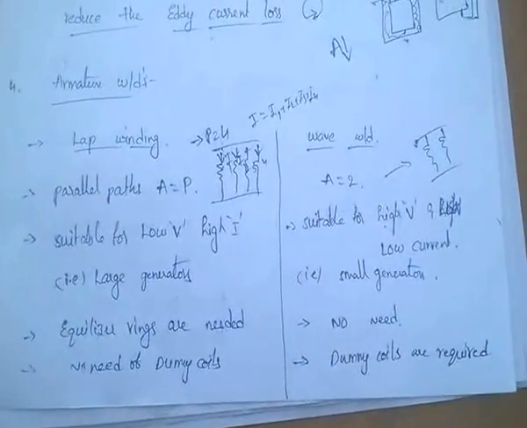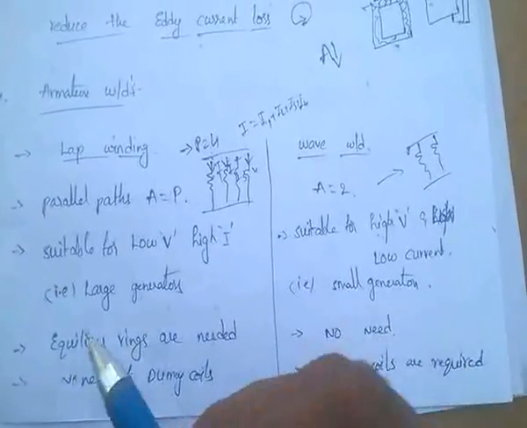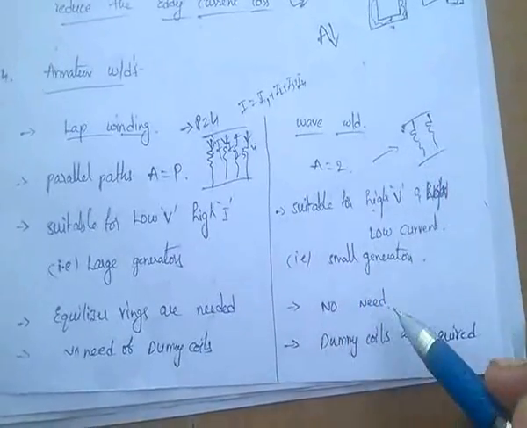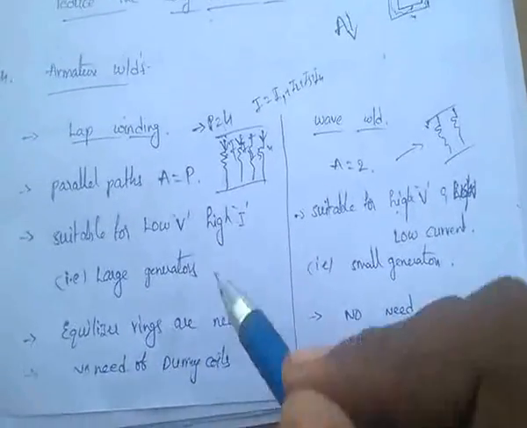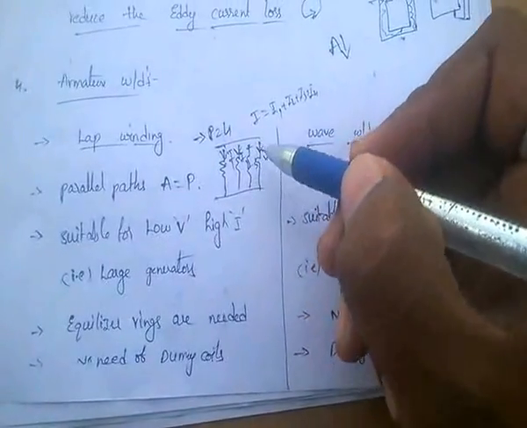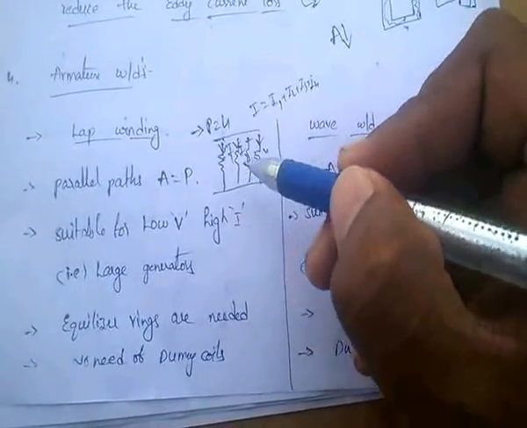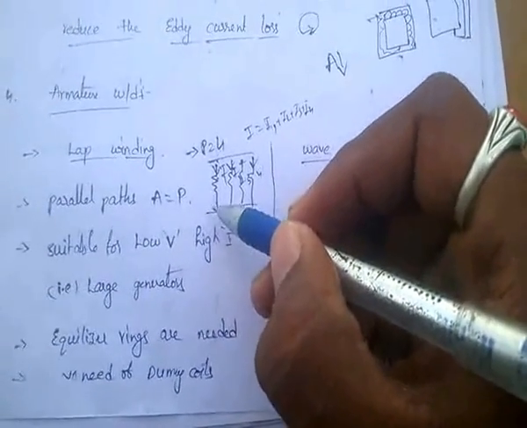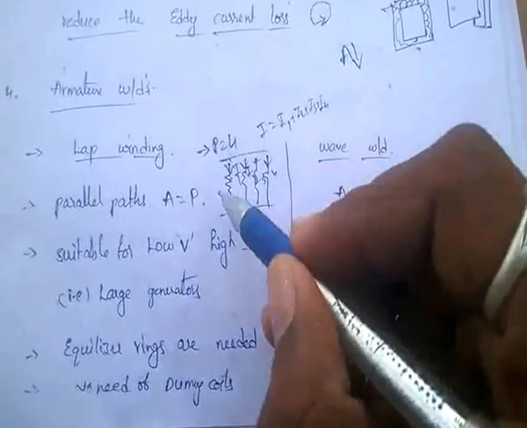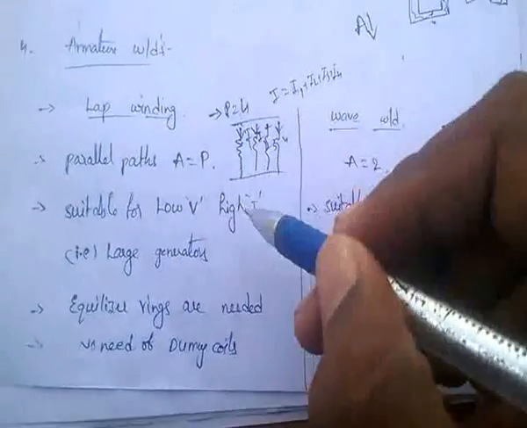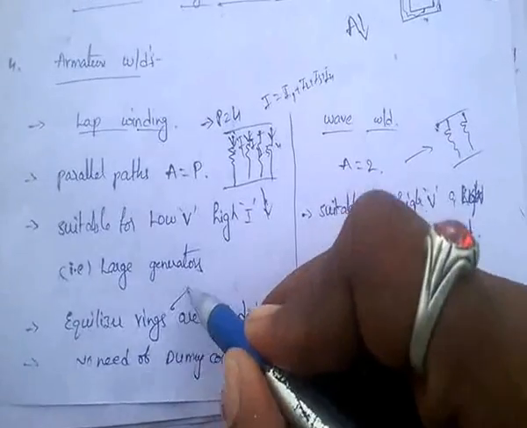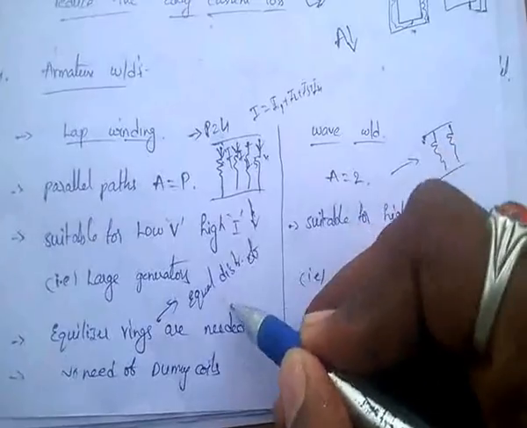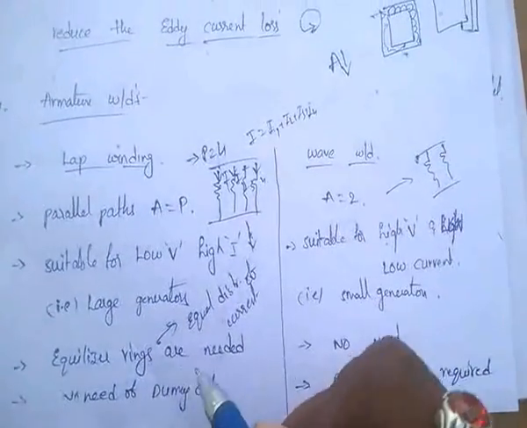Okay, next one. Equalizer rings are needed for lap winding. Equalizer rings are needed, and for wave winding there is no need of equalizer rings. What are equalizer rings? We know that the number of parallel paths equals the number of poles, and is very high compared to wave winding. That means the current distribution is unequal in each path. So to get an equal distribution of current, these equalizer rings are needed.